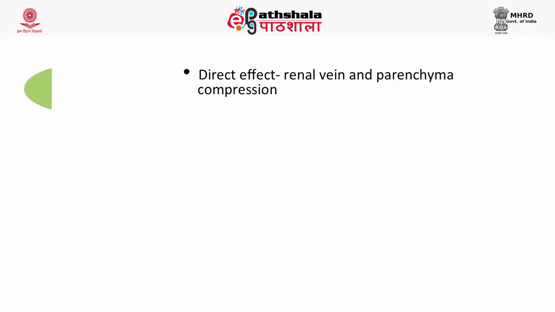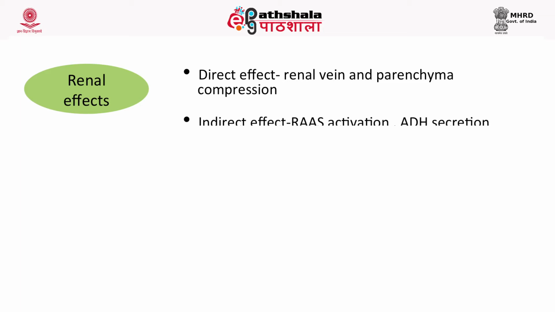The second system that is affected is the renal system. The renal parenchyma and renal vein, to be very specific, are compressed by the pressure, and the renal arteries very little. So what it results in is activation of the renin-angiotensin-aldosterone system, which is also due to the indirect effect of the gases all over the body, and there is increased ADH secretion.